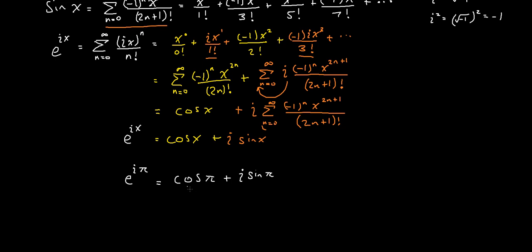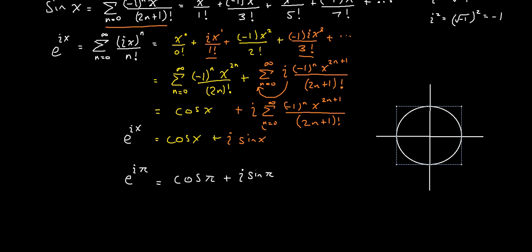Now what's cosine of pi? Well, let me draw out a unit circle. Although you guys should be pretty used to this by now. Cosine of pi is just -1, since pi is halfway around the circle, and cosine is your x value, which is -1. So -1 plus i times sine pi. Sine is just your y value, which is 0.